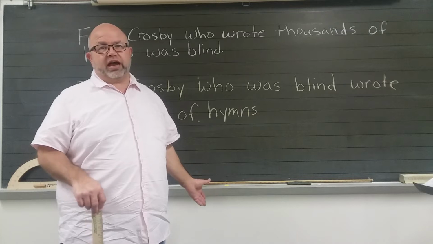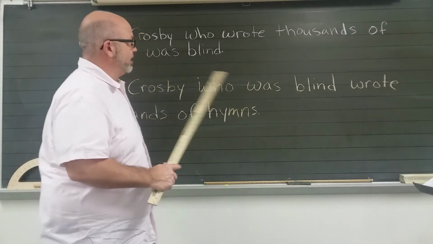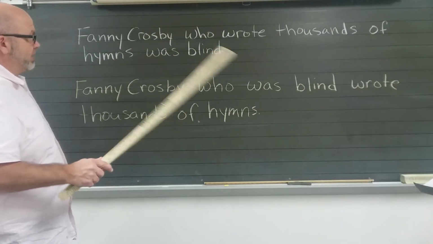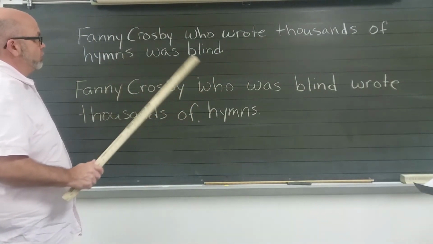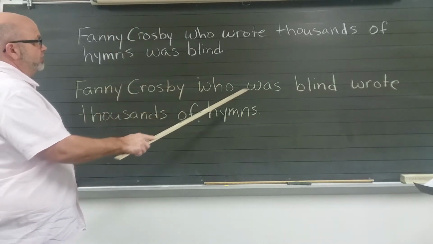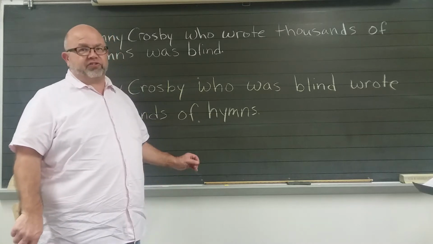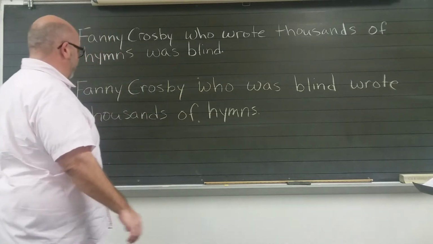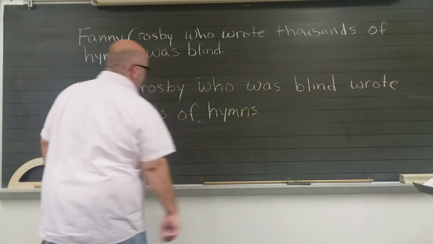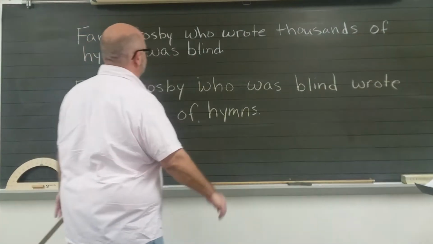Okay? And you can decide in a sentence which one to emphasize. So these two sentences here say the exact same thing, basically. All right? Fanny Crosby, who wrote thousands of hymns, was blind. Fanny Crosby, who was blind, wrote thousands of hymns. But the emphasis is different, because the independent clause is different in each one. What is the independent clause in the top one?